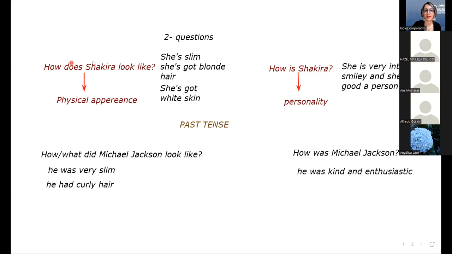Did you understand the use of the questions, or do you have questions for me? ¿Entendimos o hay alguna parte que no quedó muy, muy clara? Yes, I understand. You understand. Okay, I'm happy to hear that. So in that case, let's continue.